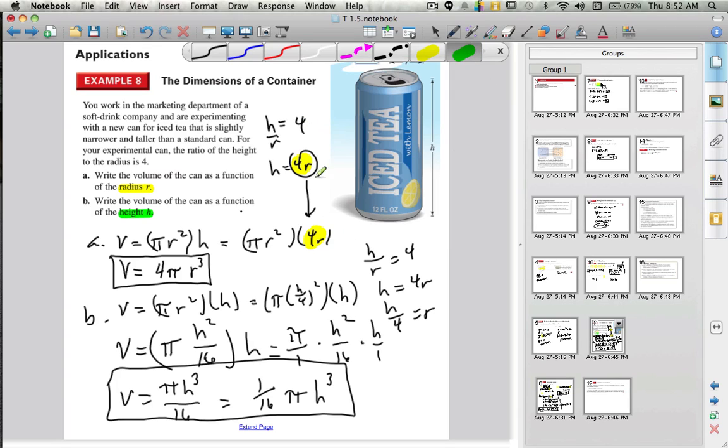I solved it for h, and then I took the value that h was equal to and I substituted in my equation in place of h, so that I had a volume only as a function of the radius, r. So we eliminated h from the equation. And in the other problem, we eliminated r from the equation. We found h divided by 4 was equal to r, and so we plugged that into the function in place of r. Now I have a function that's totally related to the height. You just want to do whatever makes the most sense in terms of the work you're doing.